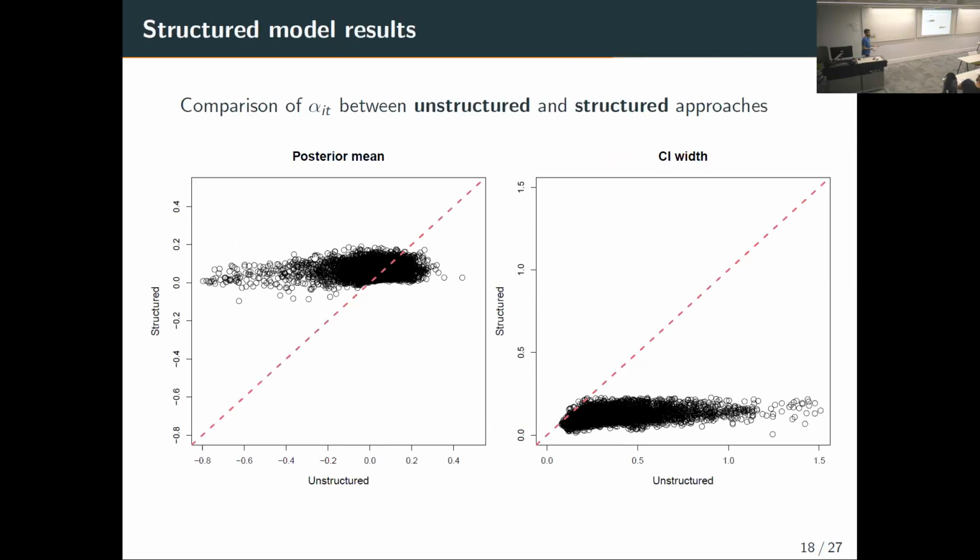So the first thing I do is I compare the estimates I had previously in what I will call the unstructured model, so there's no model for the heterogeneity, with the structured one. And you see what has happened here. On the left, I'm showing the posterior mean, comparing the 2 models, and I'm showing the credible interval width on the right-hand side. You see that I have really improved my credible interval width.